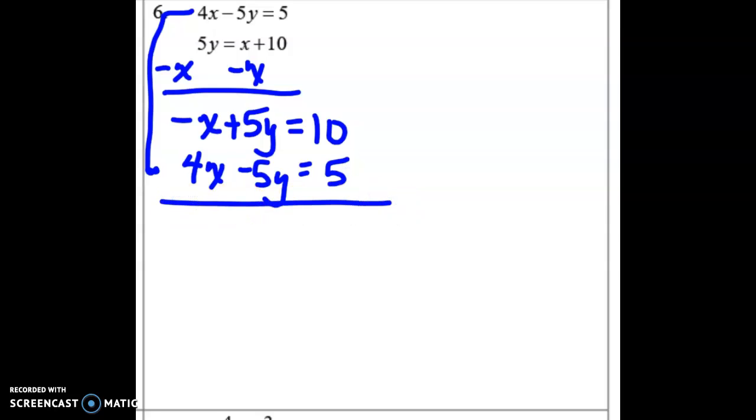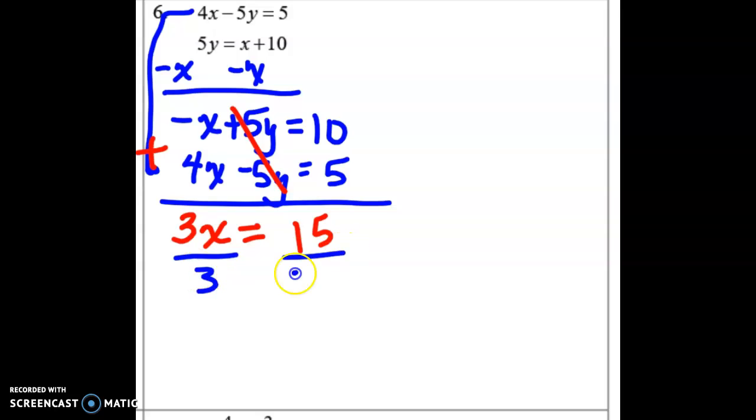And when I add these two equations together, then I have 3x because a negative 1x plus 4x is 3x. The whole point was to eliminate one of the variables. The y's drop out. And 10 plus 5 is 15. So when I do a little division, I can get my answer of x is equal to 5.